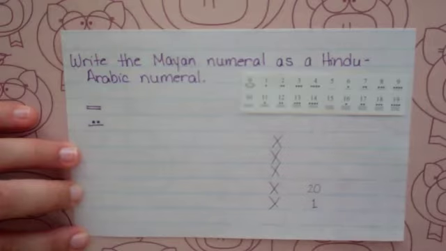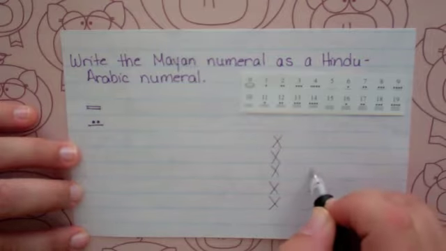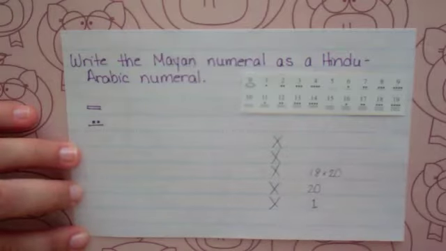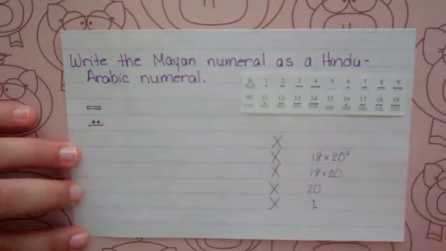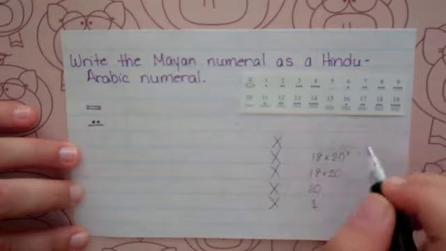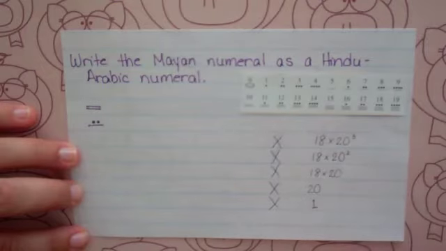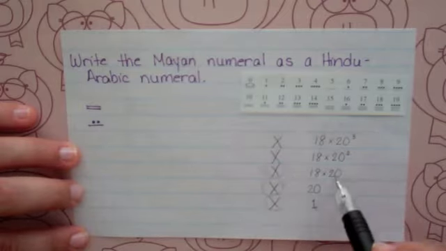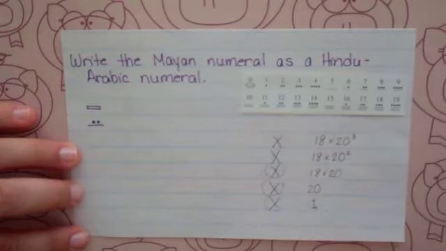Okay? All right? And this is where it gets interesting. The third number up is 18 times 20s. The next number up would be 18 times 20 squared. The next symbol up would be 18 times 20 cubed, and so on and so forth. So you take whatever each symbol represents times its place value, all the way up, and then you add them all up.